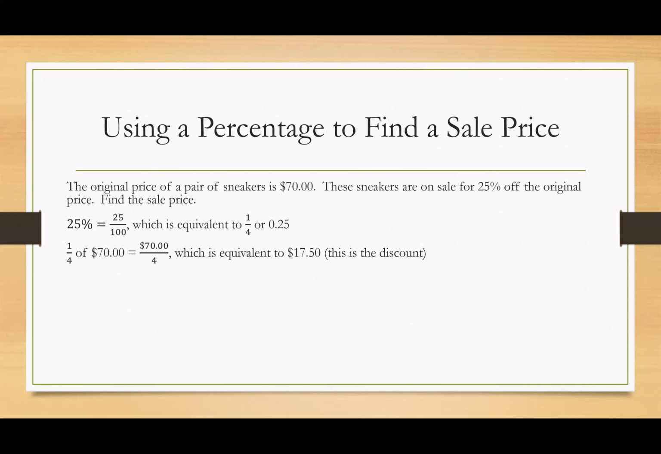So we need to take that discount and subtract it from the original price. And $70 minus $17.50 gives us our sale price of $52.50.